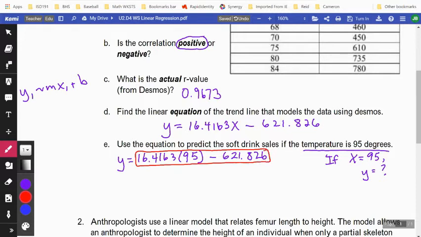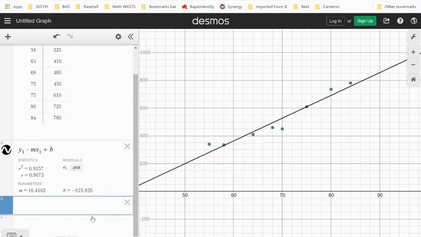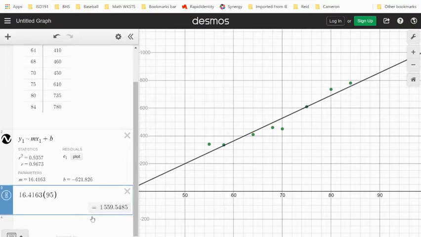And I can do that on Desmos. Where we had 16.4163 times 95 degrees minus 621.826. So I don't have a great memory. I just use the numbers from up here. So mx plus b, which in this case is just minus. And I get 937.7225. So we have to think about what makes the most sense there.